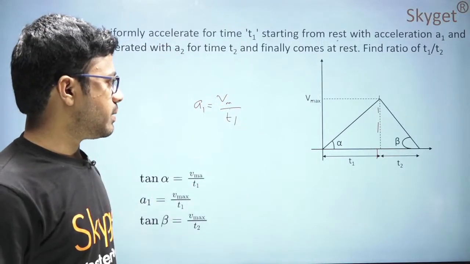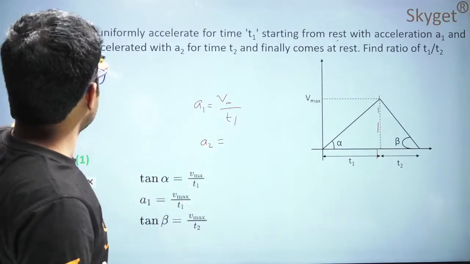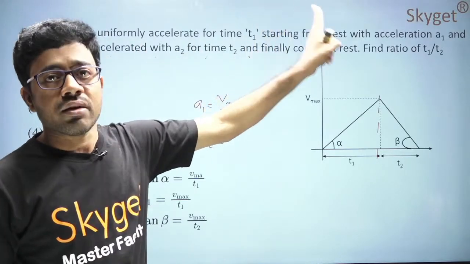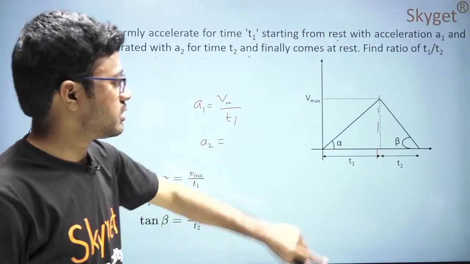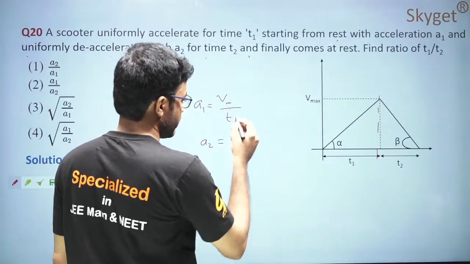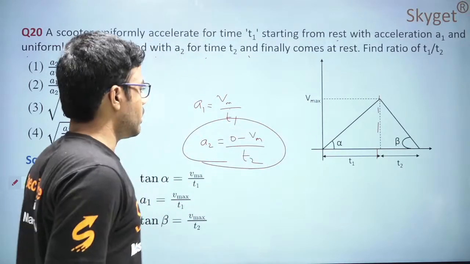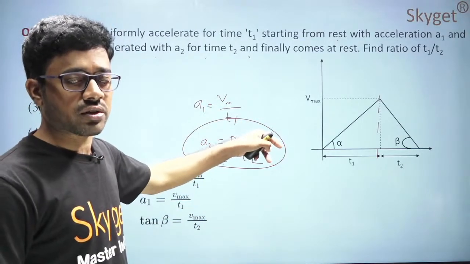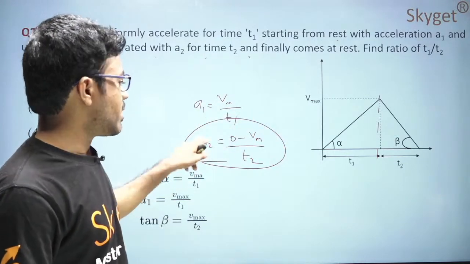In the second case, he has given the acceleration as A2, and it is uniformly decelerated with A2 acceleration for time T2 and finally comes to rest. So in case 2, the final velocity is 0 but the initial velocity is Vmax. So 0 minus Vmax by time t2. What he is asking is the ratio of times. From this you can write the values of times, where t1 is equal to Vmax by a1 and t2 is equal to Vmax by a2.